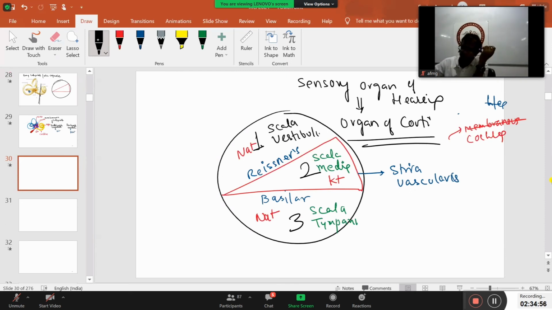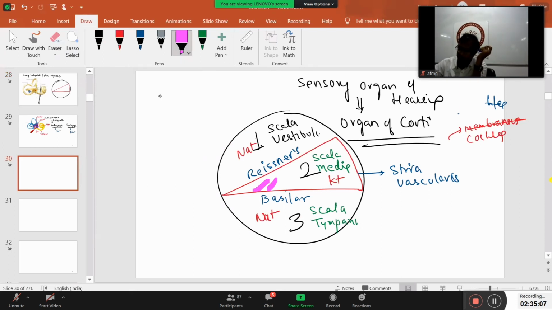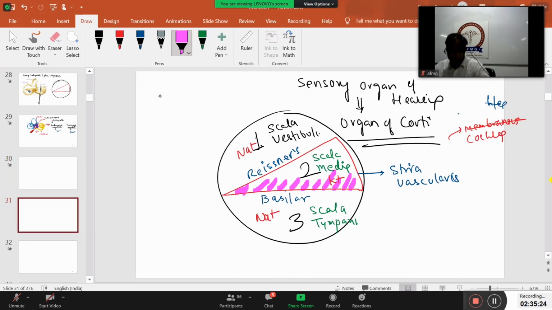So where is the organ of Corti present? On the basilar membrane. Can you see the basilar membrane? So here. This is your organ of Corti, like this. So organ of Corti is present on the basilar membrane in the cochlea. The most important thing that I need for hearing is this organ of Corti.